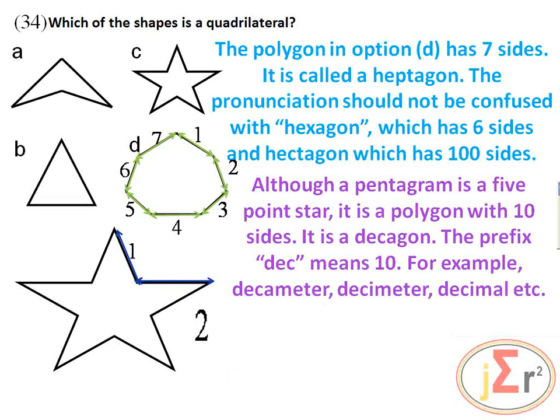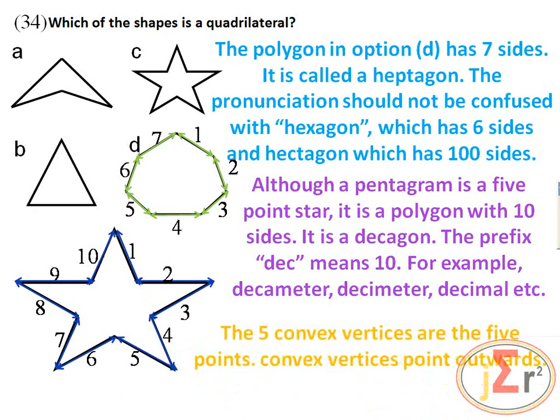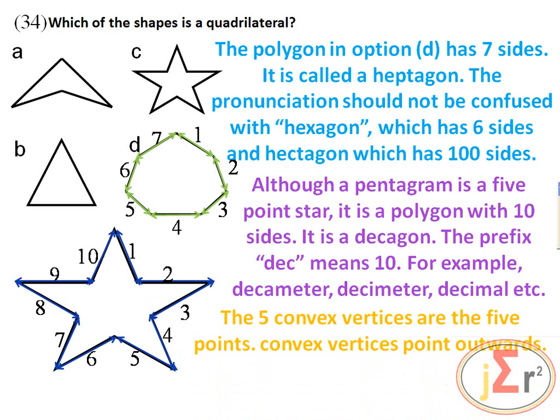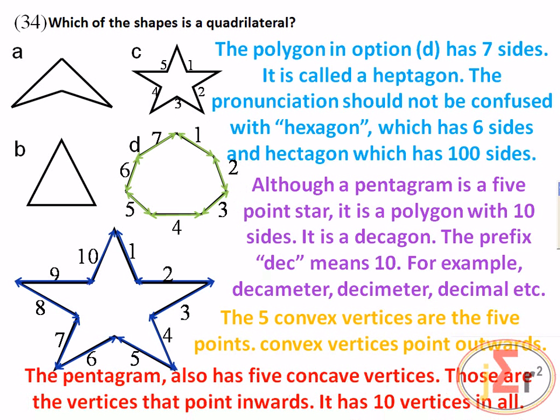And we are taking a look at the sides of the pentagram that we know to have 5 convex vertices. And also we are showing that it has a total of 10 sides. The 5 convex vertices are the 5 points. Convex vertices point outwards, as we discussed before. However, take a look at that. Those are not the convex vertices. Those are the other vertices. And those vertices point inward. So they are pointing inside of the area, and they are therefore known as concave vertices.